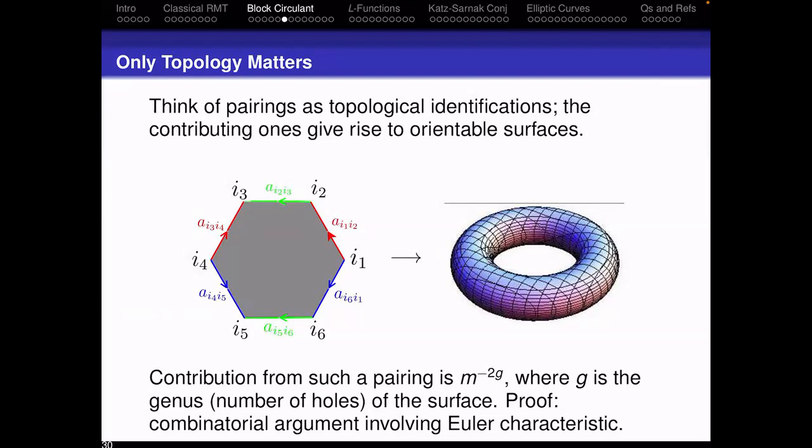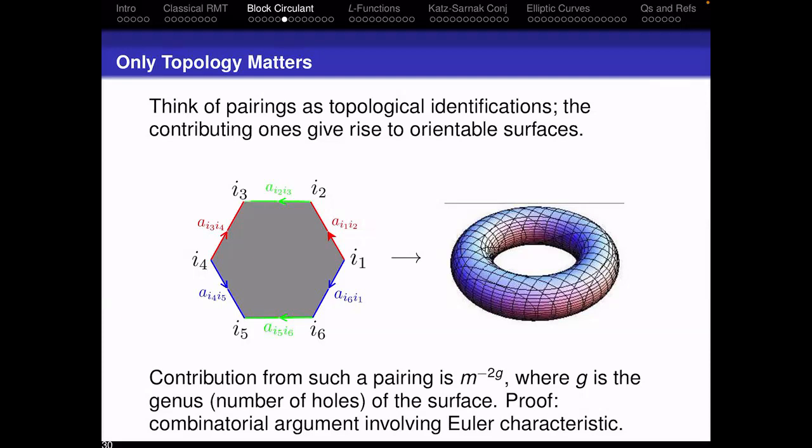And again, the actual details don't matter. What matters is that there is a connection now between which terms contribute and topology. So now the question becomes, if I give you 2m points on the unit circle, and I match them in pairs, and I put an orientation so I have an orientable surface, how many ways can I get a surface of genus 0, of genus 1, of genus 2, of genus 3?